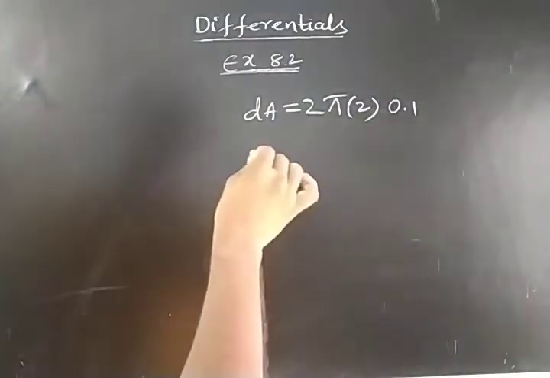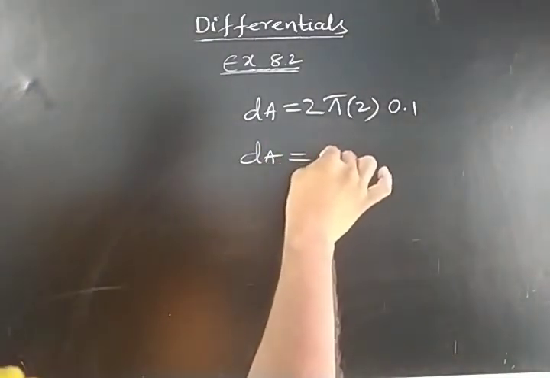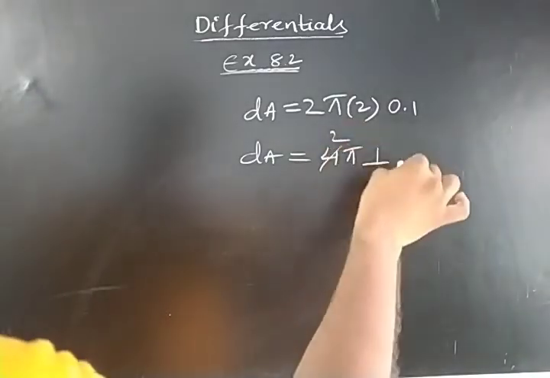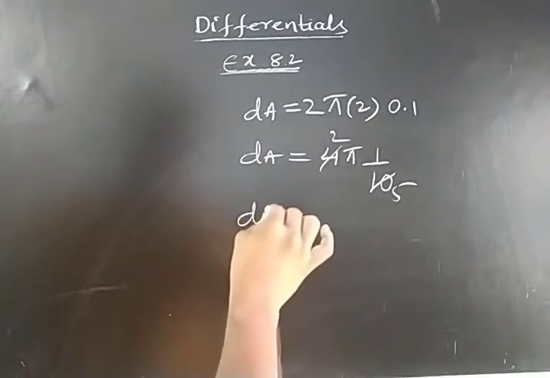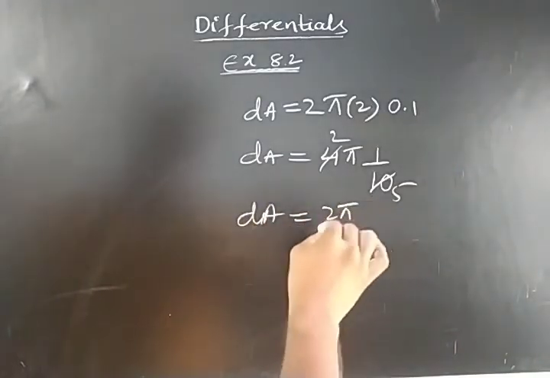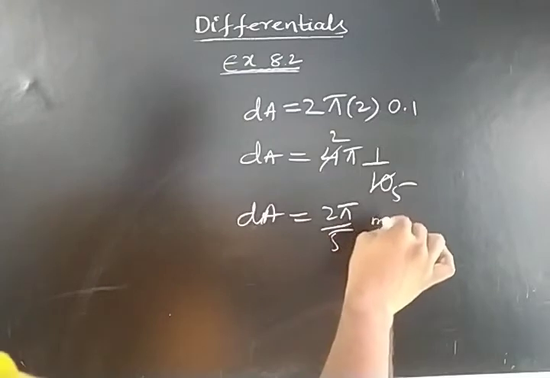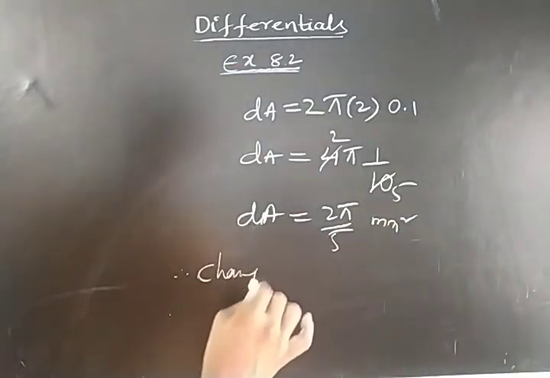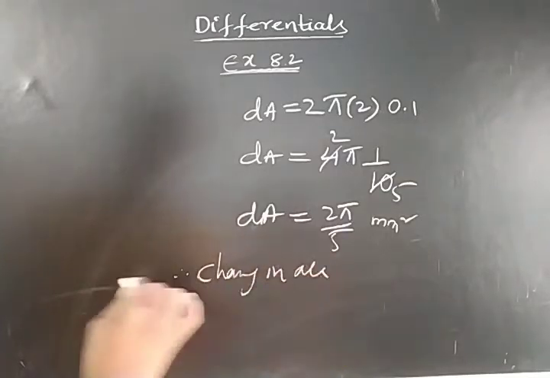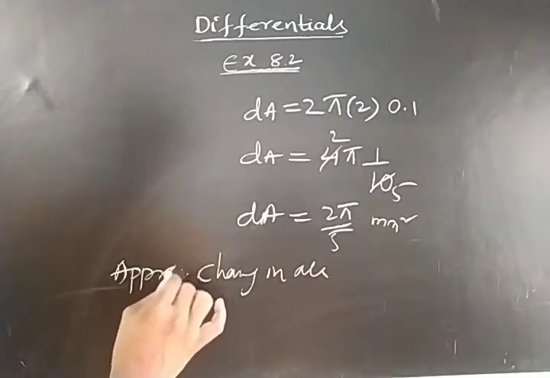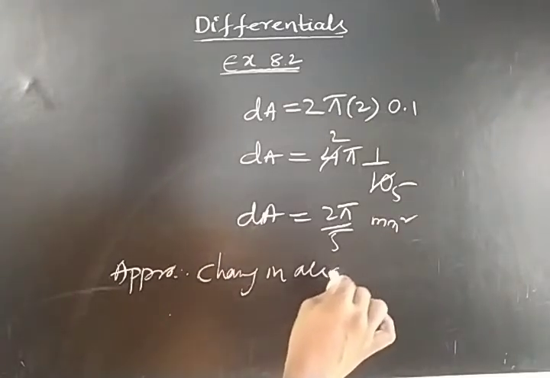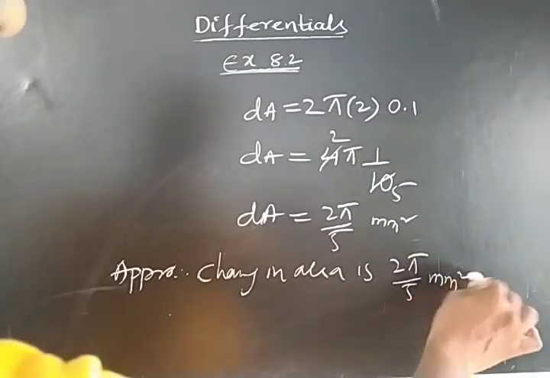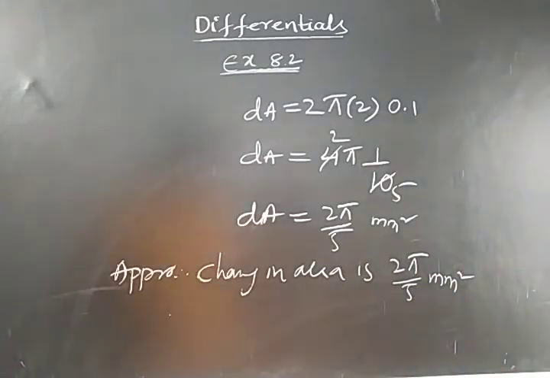Right? So dA equals 4 pi into 1 by 10, 2 is 5 is. So dA equals 2 pi by 5 millimeter square, is the change in area. Therefore, the approximate change in area is 2 pi by 5 millimeter square.